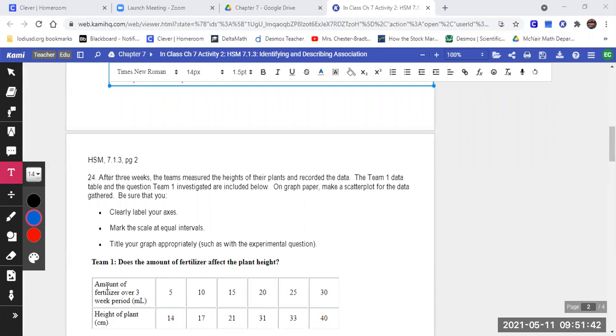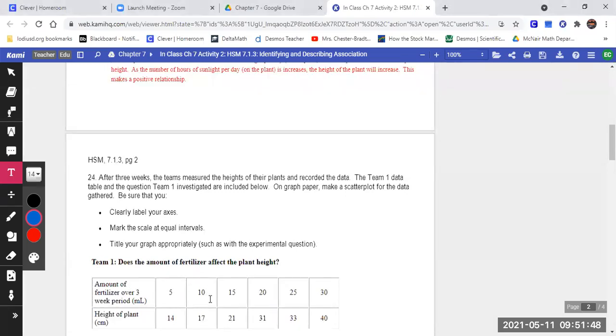Okay, so this says they got 5 milliliters of fertilizer for 3 weeks. They got 10 milliliters of fertilizer for 3 weeks. Got it? These are the amount of fertilizer. So is that going to be our X or is that going to be our Y? Because remember, we said at the very beginning that independent is the X and the dependent is the Y. So what are we going to say for amount of fertilizer? Was that our dependent or independent? Was that our X or was that our Y? It was our X. Okay, so this is the X, meaning this is the Y.